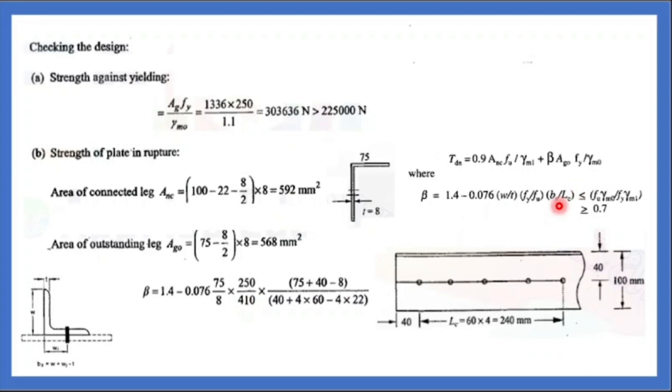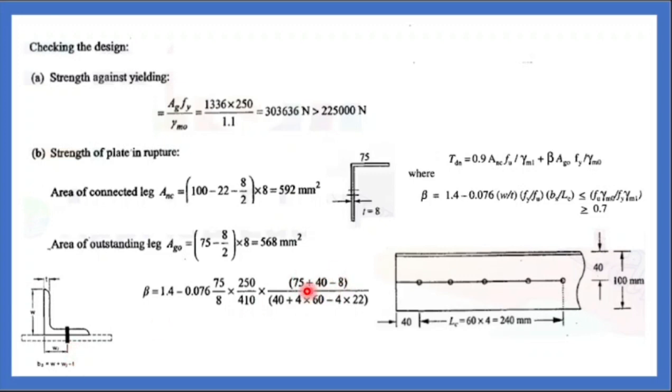and Bs. Can you see a figure like this in your code book IS 800? An angle section is given. There they have given the formula for Bs with W plus W1. What is W here? Outstanding leg. What is the outstanding leg? 75. What is this distance? Total distance is 100. What is your edge distance? 40. If you subtract the edge distance, you will get this distance. T is the thickness, which is 8.